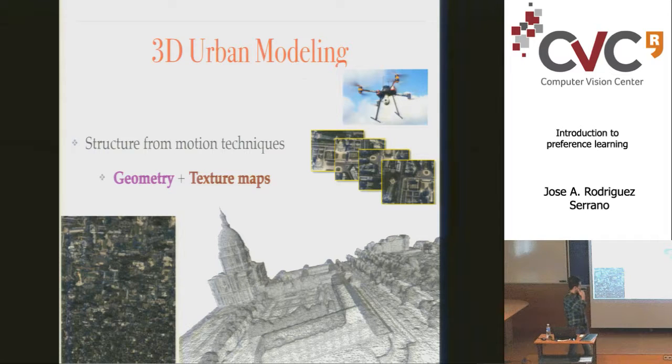This data set was provided by another startup in Sophia Antipolis, again with researchers coming from INRIA. It's called Acute3D. They are experts in structure from motion techniques, flying drones around and capturing the geometry and the texture information, as you see here.